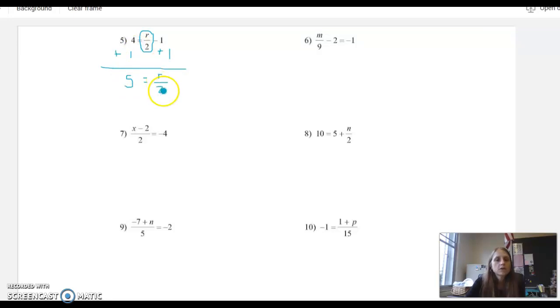So then r over 2, to get rid of a divide by 2, we would multiply both sides by 2. So the multiply by 2 and divide by 2 cancel, so that gets r to be alone. And on the left, 2 times 5 is 10.